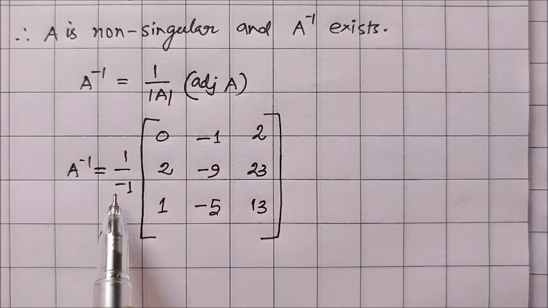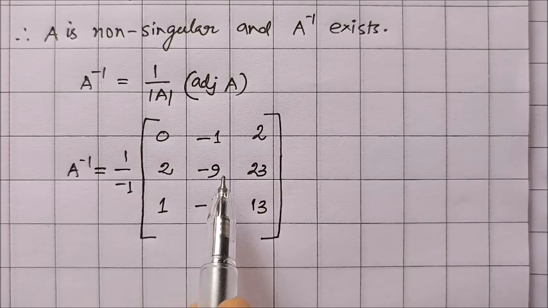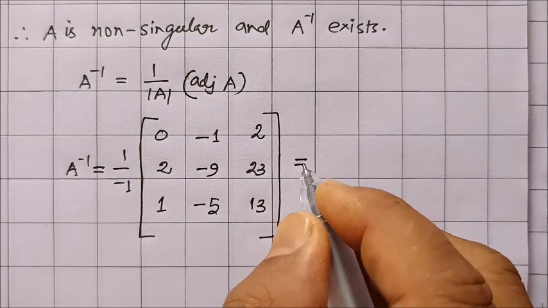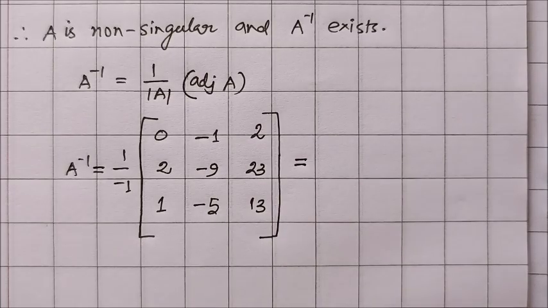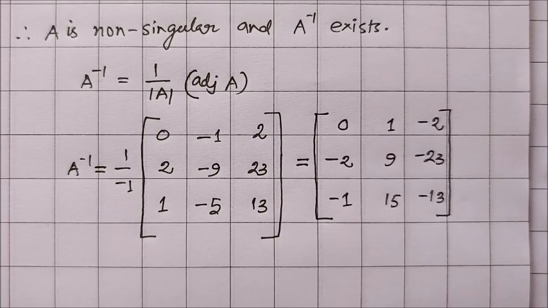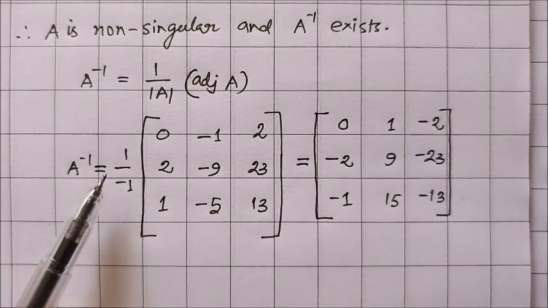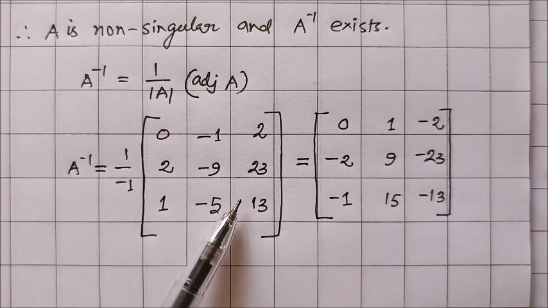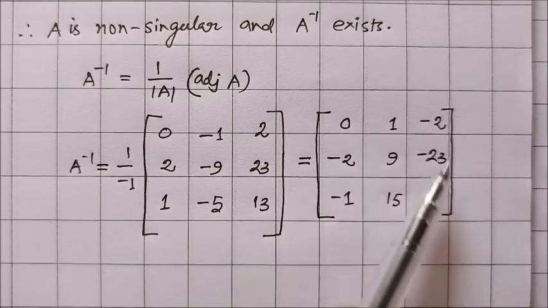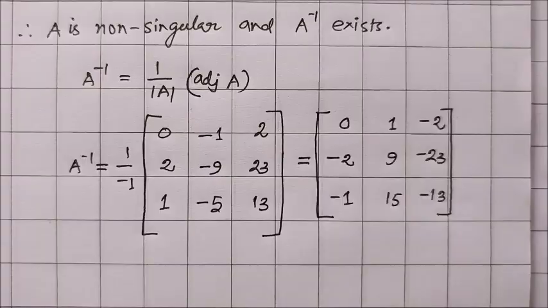And this minus sign can be taken inside, which will make future calculations easier. And this is the A inverse, 1 by determinant of A into adjoint of A. The answer is this. So the first part of the question is over.